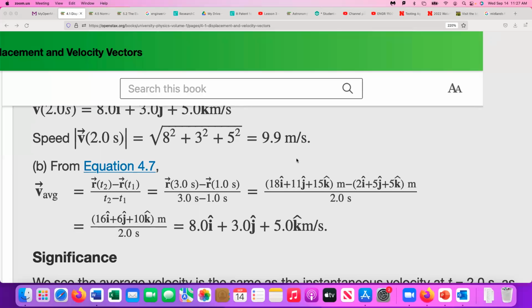The 18 divided by 2, 11 divided by 2, 15 divided by 2, the minus 2 divided by 2, the minus 5, every one of these is minus because there's a minus out in front. So each one of these divided by 2, and then we go ahead and we combine the like terms. So we end up with 18 divided by 2 minus 2 divided by 2, and we end up with 8. Then we do the same with the 11 and the 5 divided by 2. We end up with 3. We do the same with 15 and the 5 divided by 2. We end up with 5. And there is our average velocity between seconds 1 and 3.